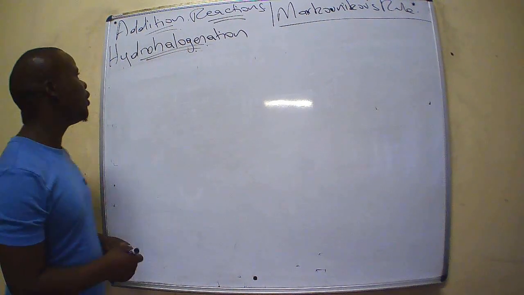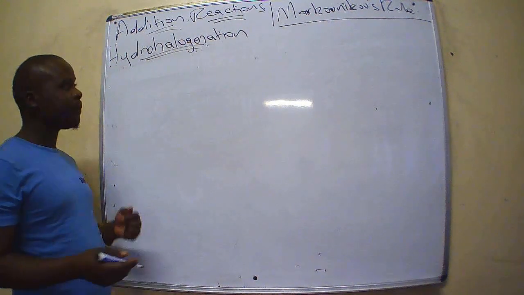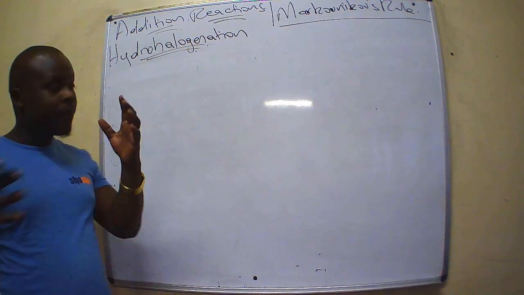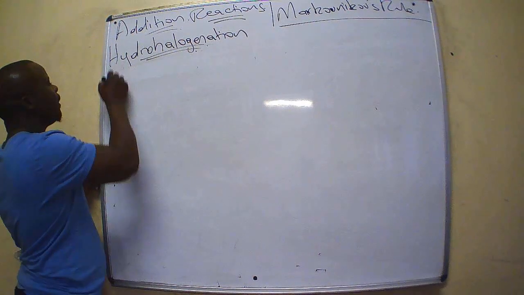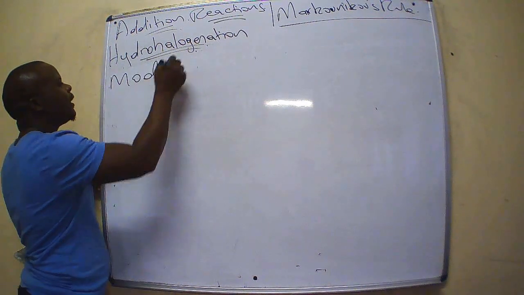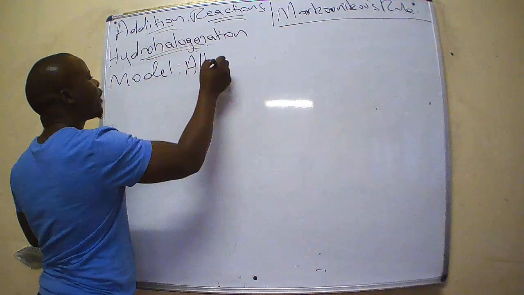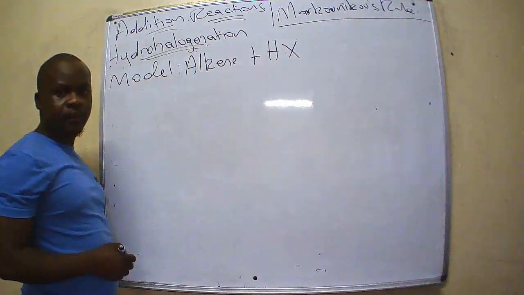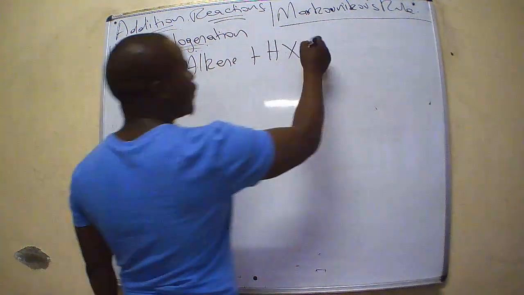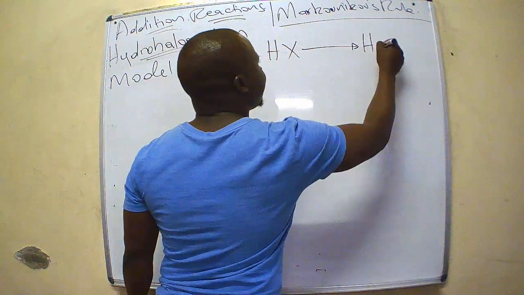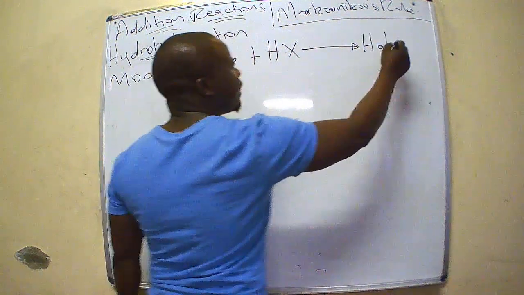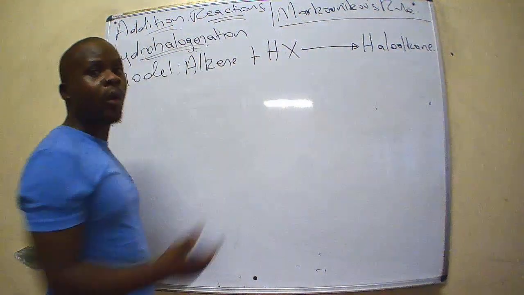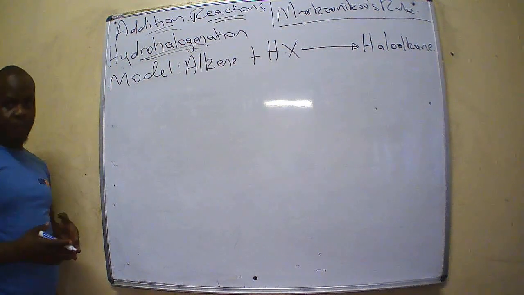So let's get into hydrohalogenation. Hydrohalogenation is a reaction of alkenes. The model we have is that these are alkenes when they react with the hydrogen halide. When these two react, what you are going to have as a product is what is called a haloalkane. So a haloalkane is formed when that takes place.